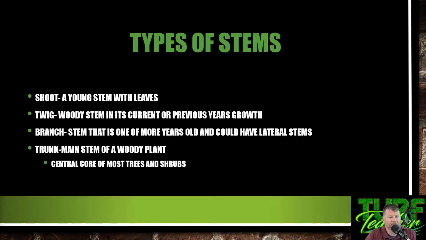And then the trunk is the main stem of the woody plant. It is the central core of most trees and shrubs. So it is the center point of it. And then your branches are next oldest to the trunk coming off of the plant, then your twigs, and then your shoots. And a lot of people will go in and prune out some of those shoots and twigs. I like doing that with our crepe myrtles, versus crepe murder.